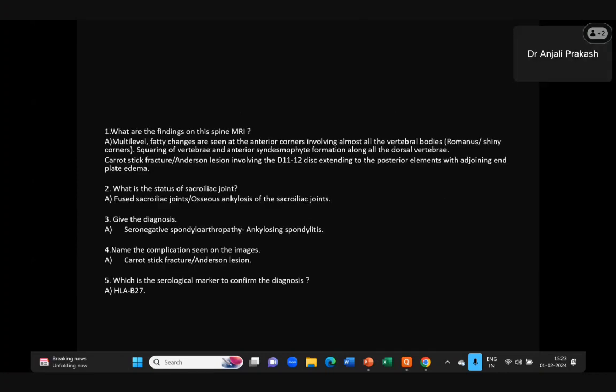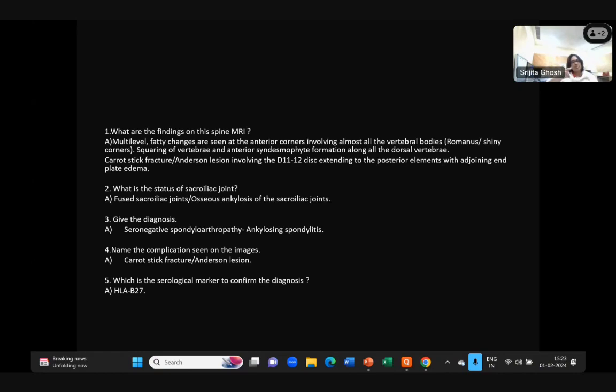So when you are writing findings, a little detail: we are seeing fatty changes at the anterior corner involving multiple vertebrae, suggestive of Romanus lesions. There is squaring of vertebra, anterior syndesmophyte formation, and the lesion is called a chalk-stick fracture. So just don't write ankylosing spondylitis. When I'm asking what are your MR findings, that is different from what is the diagnosis. Remember this. When giving findings, you have to give a little detail because that itself is going to carry 2 marks. If you don't write, you will not get 2 marks.